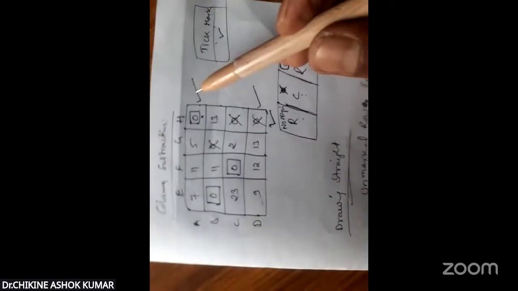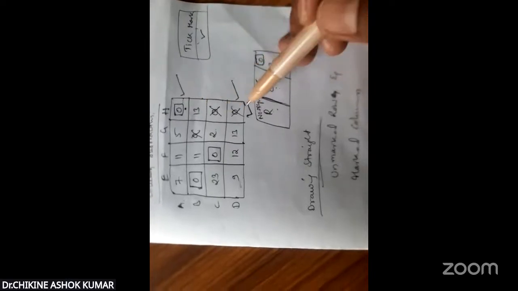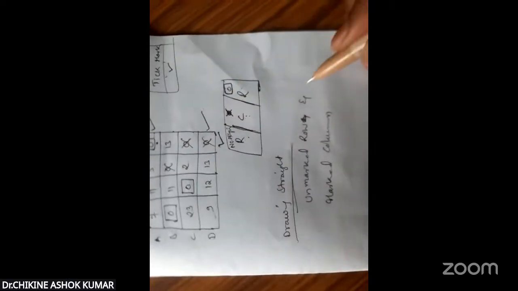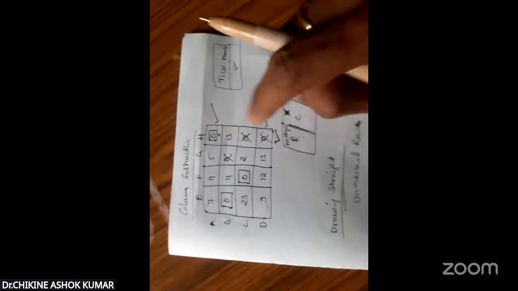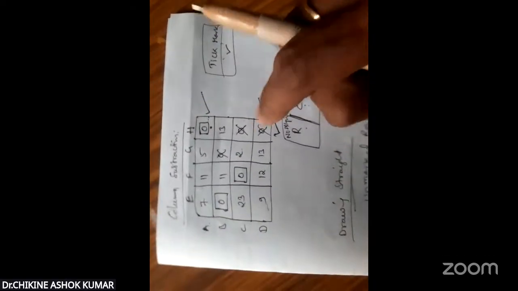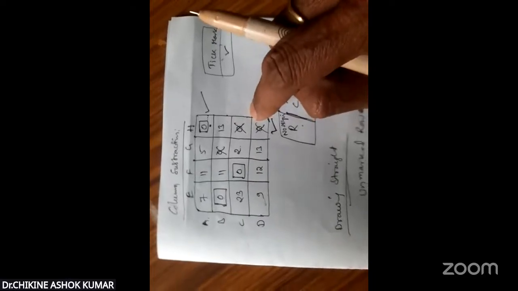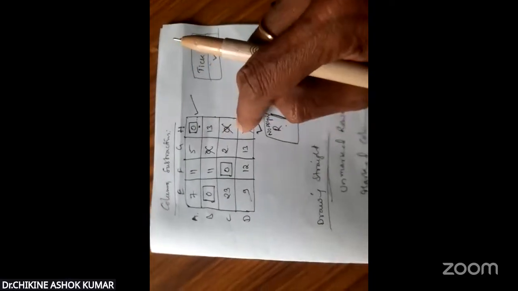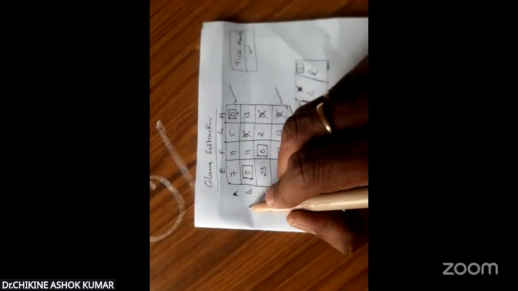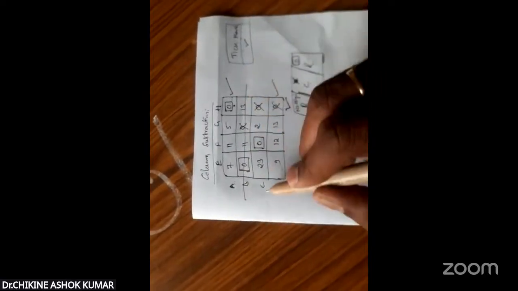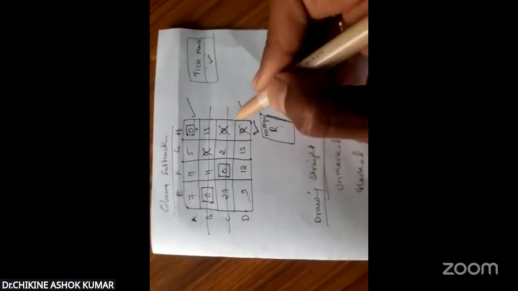In this we have 4 rows. 1, 2, 3, 4. Unmarked row means where the tick mark is not present. So the first and fourth rows have the tick mark. The tick mark is not present in the second and third rows. So take the straight lines in those rows only. Second row, third row, I am taking the straight lines because they do not have a tick mark. So that is the meaning of unmarked rows.